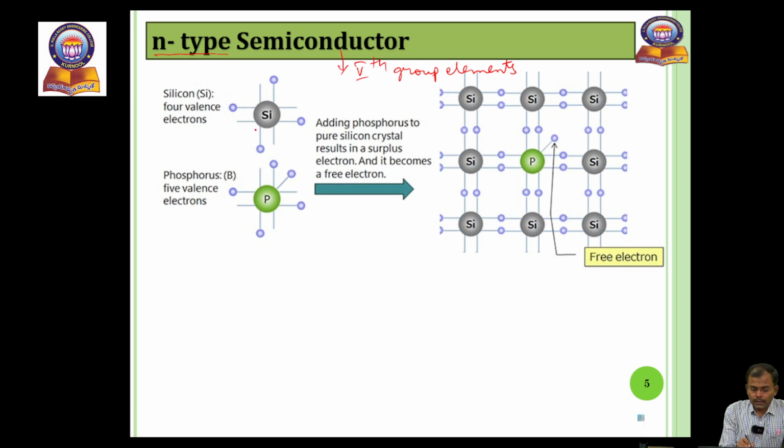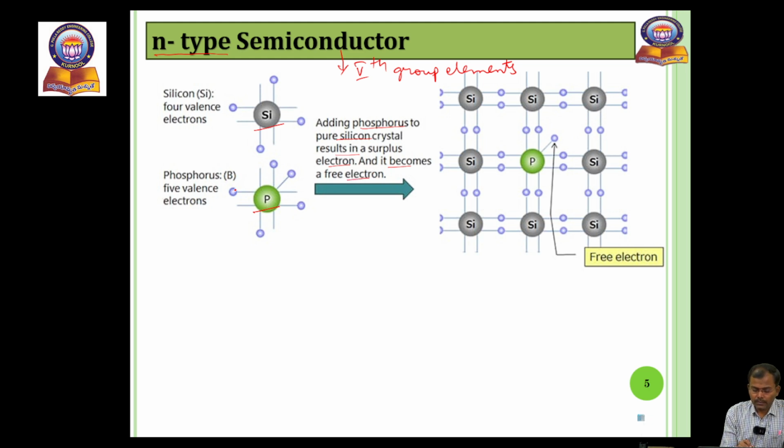So silicon is a fourth group element and phosphorus is a fifth group element. Adding this phosphorus element to the silicon will form an n-type semiconductor. Adding phosphorus to the pure silicon crystal results in a surplus electron, and it will become free.